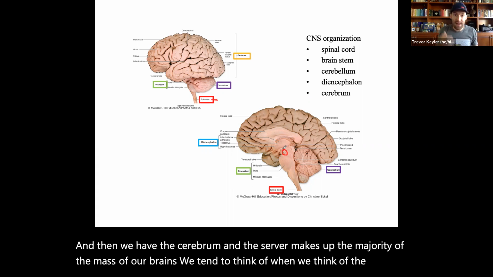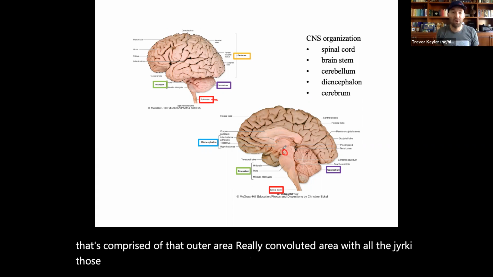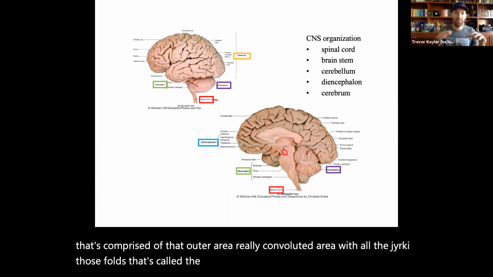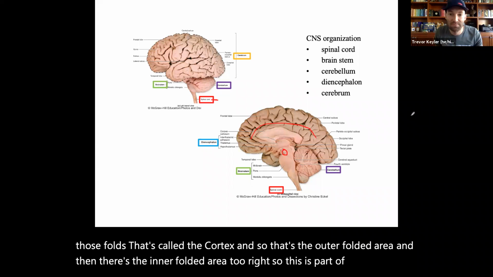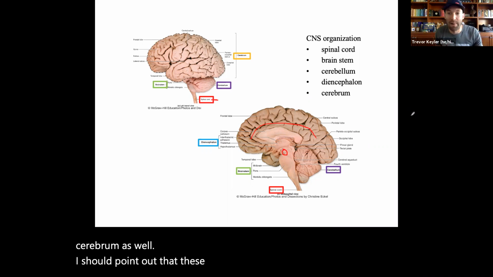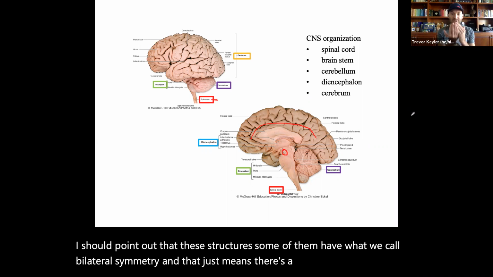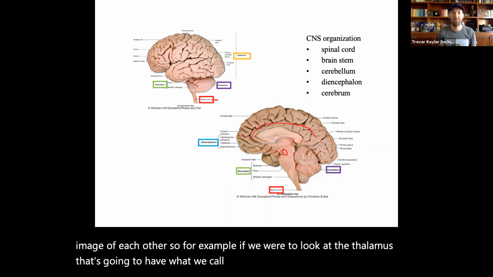That's comprised of the outer area, the really convoluted area with all the gyri, those folds. That's called the cortex, the outer folded area. And then there's the inner folded area too, which is part of your cerebrum as well. I should point out that some of these structures have what we call bilateral symmetry, which just means there's a left and a right mirror image of each other. For example, the thalamus has bilateral symmetry. Same with the hemispheres.